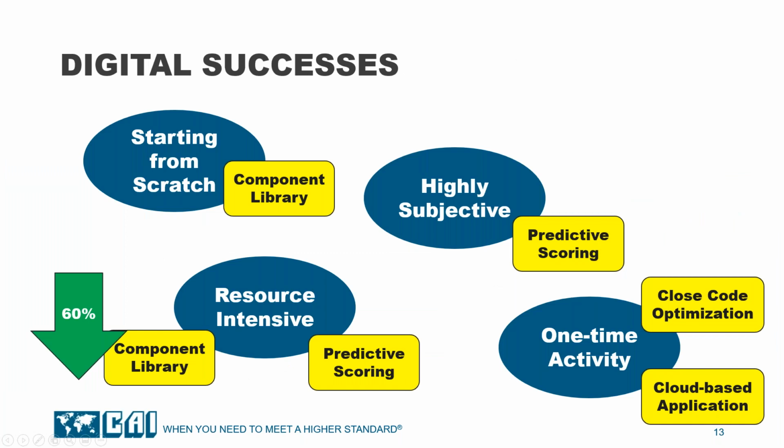Looking at what we call digital success in this case, I went back to the pain points and started taking a look at what aspects of the application we were able to address. So the component library really helps us get started from scratch. High subjectivity and resource intensive, I think those are the two highest ones coming out of the poll that we had. The predictive scoring in the component library really helped to standardize how we approach this. And this little arrow down here of 60%: we were actually able to lower the total resource or total hours required to get into this by 60%.